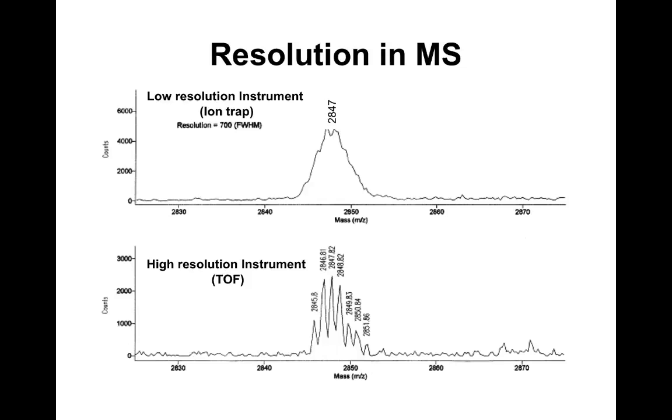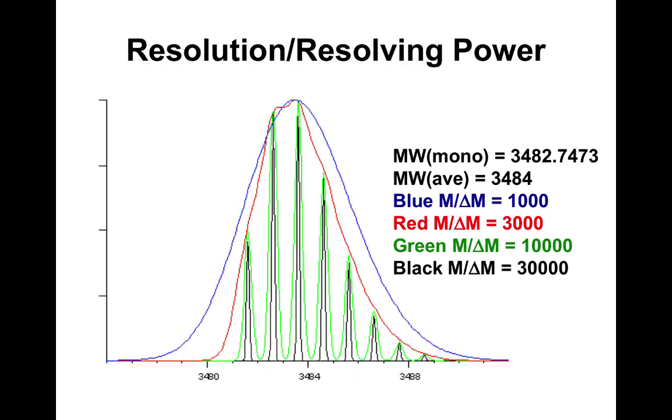So one just gives you an average mass, that's the ion trap. The lower one gives you a collection of all the monoisotopic masses. This is a little more detailed, and we can see the different resolving powers. So the monoisotopic mass for this particular molecule is down to 3 decimal places, 3482.747 plus or minus something. The average mass is 3484. That's where the peak of that big round blue peak is, I guess.